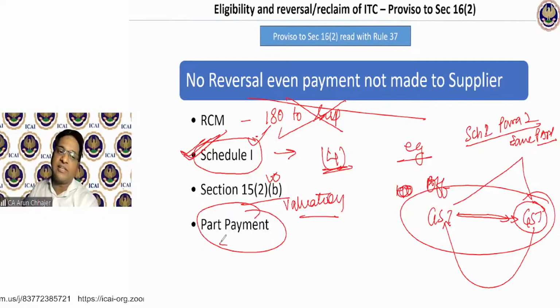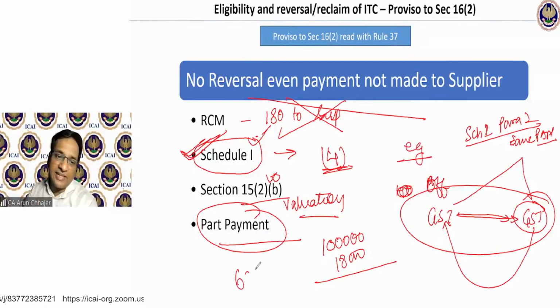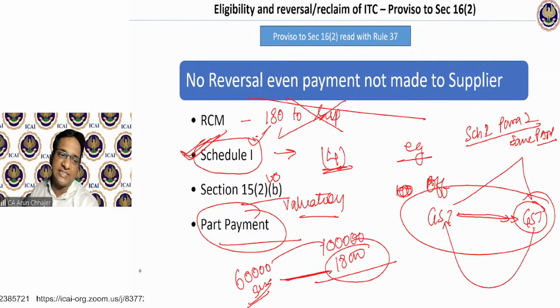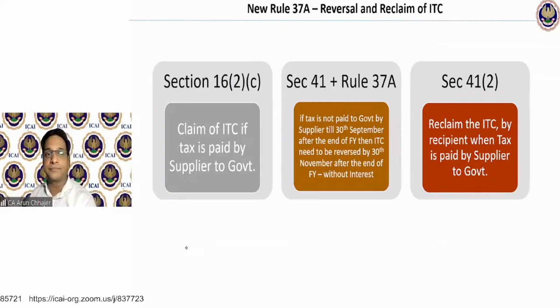And obviously, if I have made a part payment to you, let's say you have raised an invoice of rupees 1 lakh by charging 18,000 GST, and I have made a payment of 60,000 along with the applicable tax, then I need to reverse the ITC only for the balance part, not for the full 18,000. This you can read from rule 37. I'm skipping that.